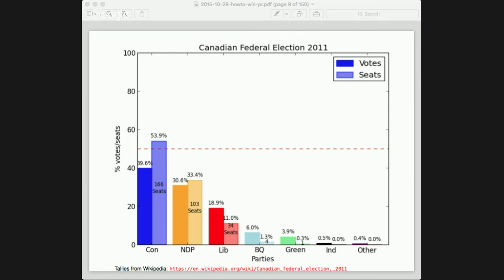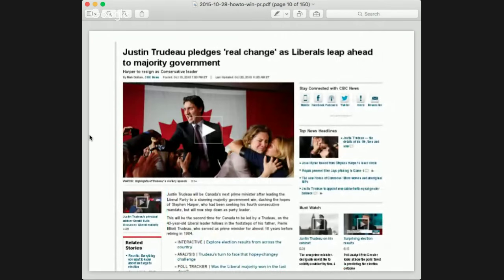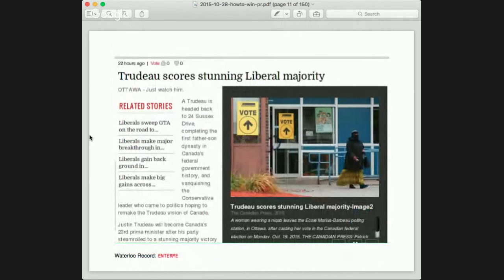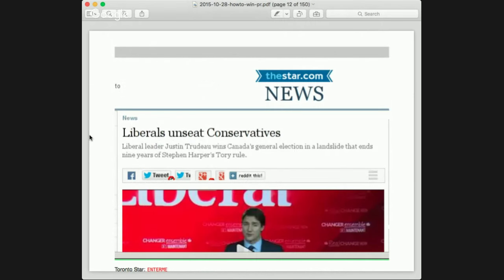You may have heard that we just had an election. Oh, did you have a question? No? Okay. So you may have heard we just had an election, and then I gratuitously stole some headlines. So we saw Justin Trudeau pledges real change as Liberals leapt ahead to a majority government. Trudeau scores a stunning Liberal majority. Liberal leader Justin Trudeau wins Canada's general election in a landslide that ends 9 years of Stephen Harper's Tory rule. So this was some landslide, right?